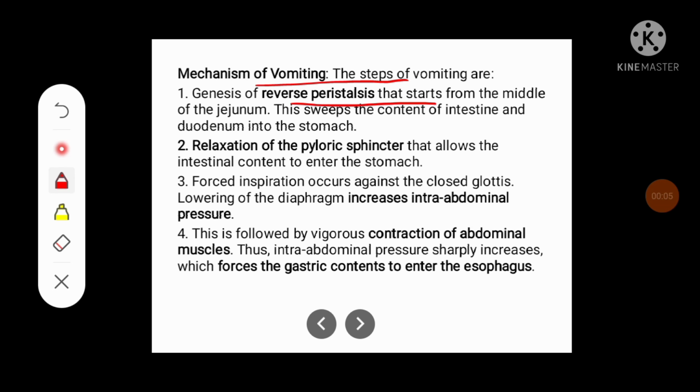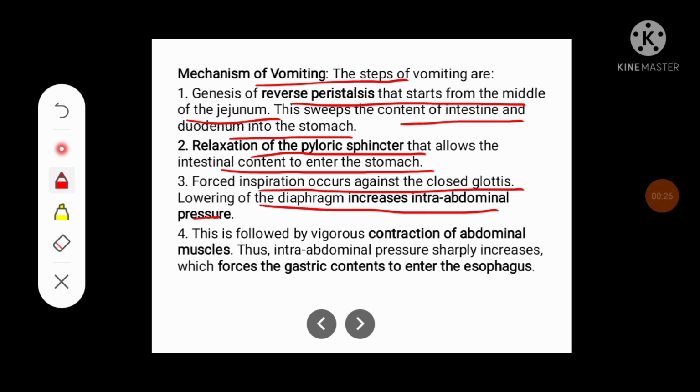First, reverse peristalsis starts from the middle of the jejunum. This sweeps the content of the intestine and duodenum into the stomach. Second, relaxation of the pyloric sphincter allows the intestinal content to enter the stomach. Third, forced inspiration occurs against the closed glottis. Lowering of the diaphragm increases the intra-abdominal pressure. This is followed by vigorous contraction of the abdominal muscles. Thus, intra-abdominal pressure sharply increases, which forces the gastric content to enter the esophagus.